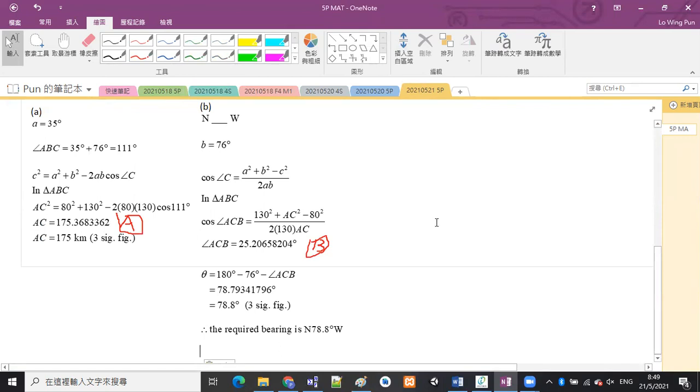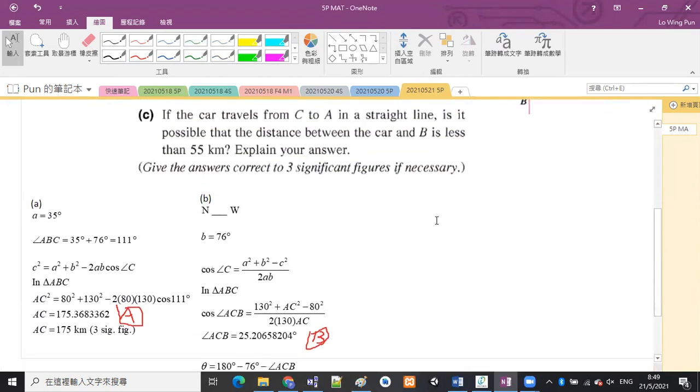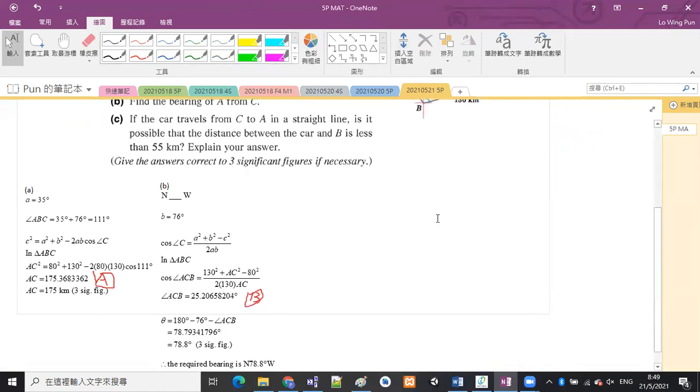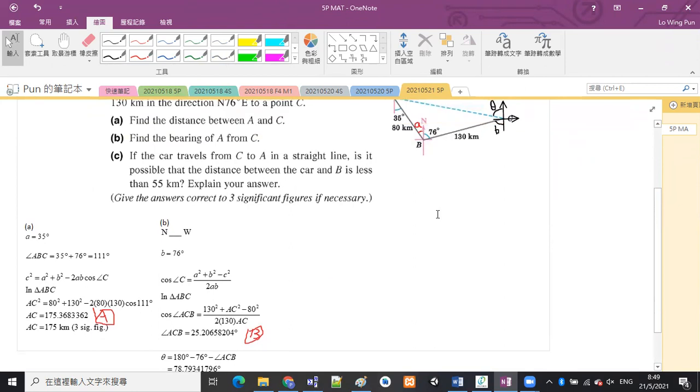All right, part C. Let me read the question first. Part C. If the car travels from C to A in a straight line, is it possible that the distance between the car and B is less than 55 km? So please put a star in part C. I'm going to find the shortest distance here. Okay. Now the car travels from C to A.